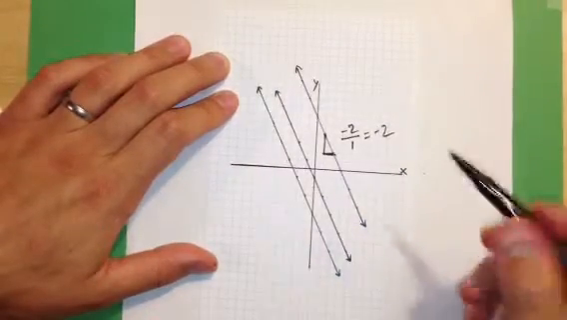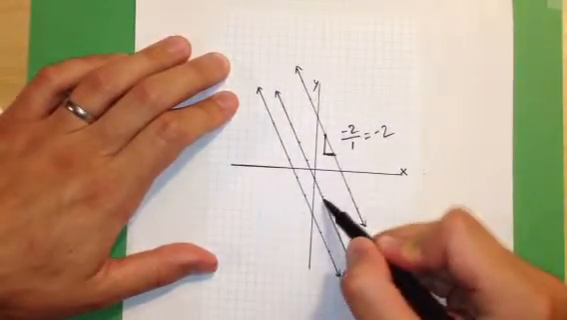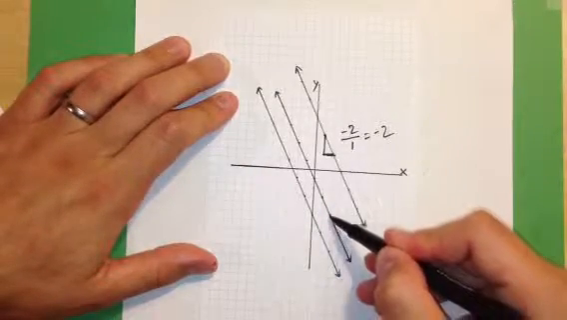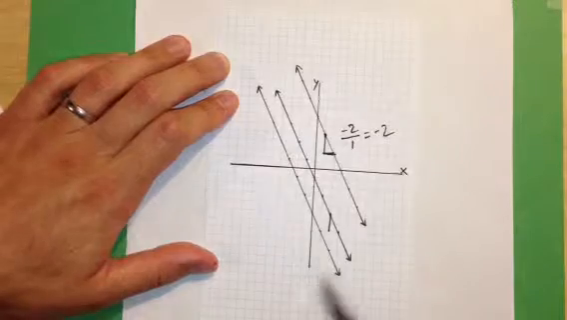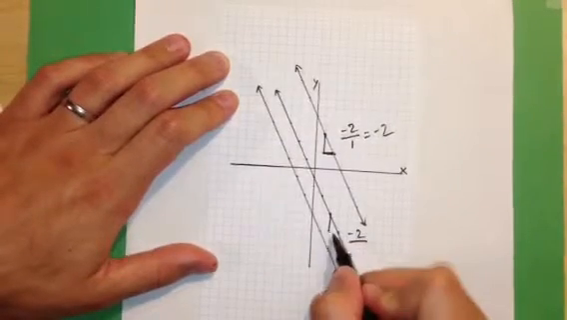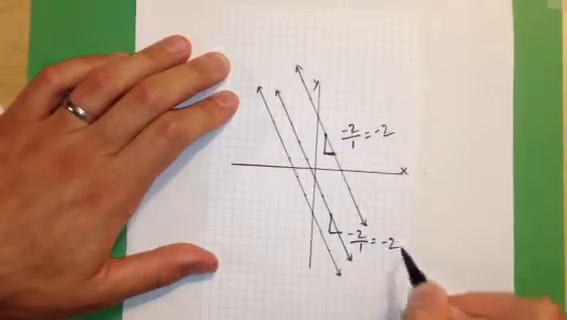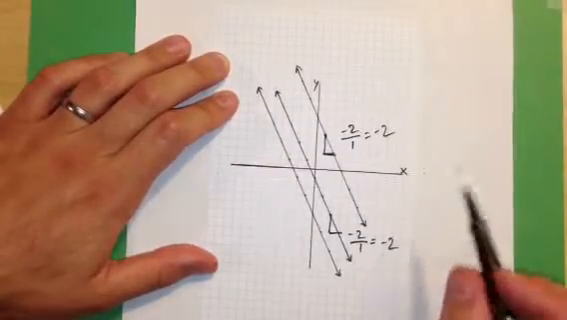Let's take a look at the middle line right here. Let me pick 2 points. Let's pick this point and this point. Again, changing negative 2 in the y direction over positive 1 in the x direction, also a slope of negative 2.